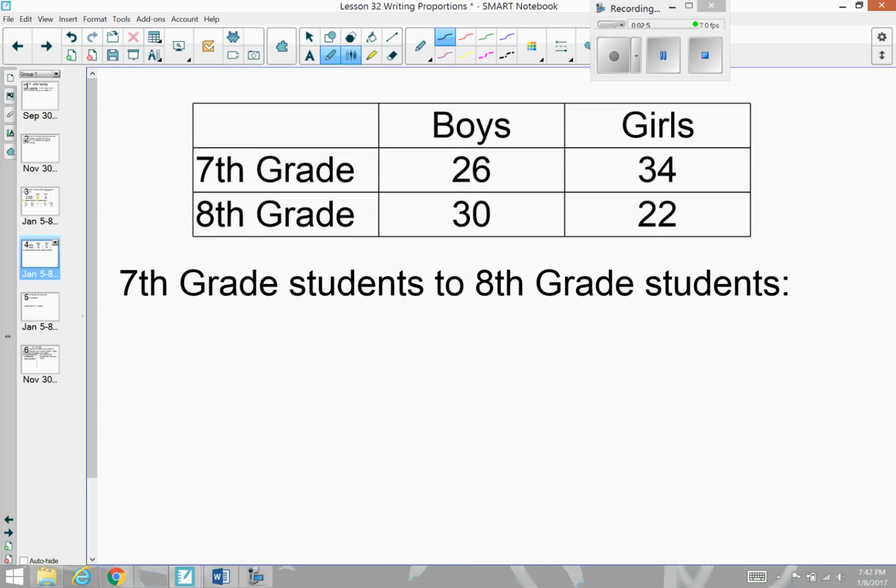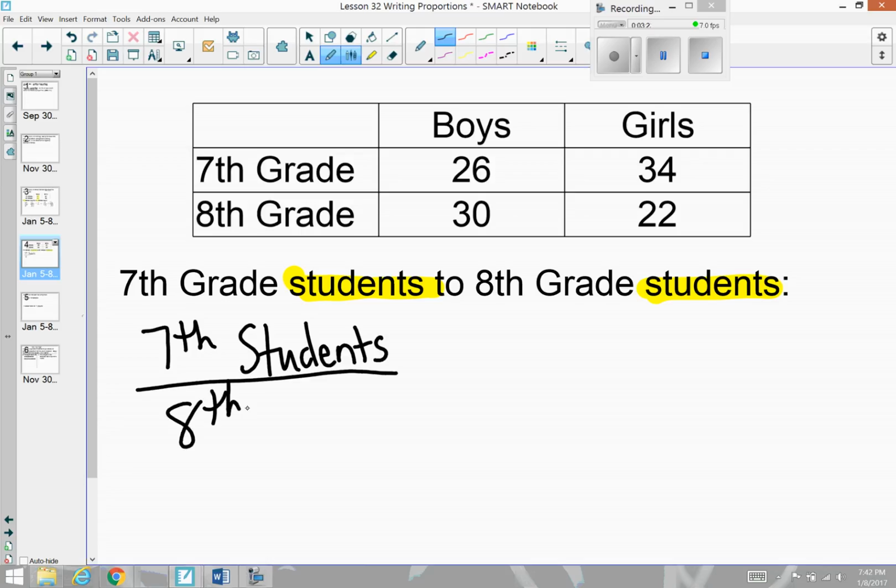Using the same chart, we can create a different proportion. In this case, we are looking to identify 7th grade students, this time all of the students in 7th grade, to all of the students in 8th grade. Again, write down what your units are. So I'm going to put 7th grade students to 8th grade students.